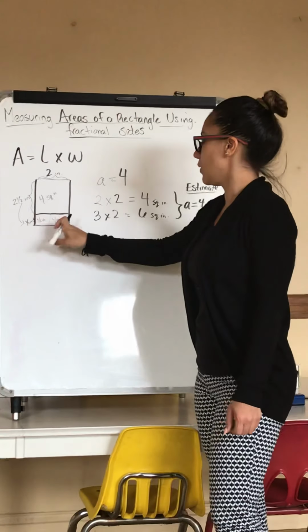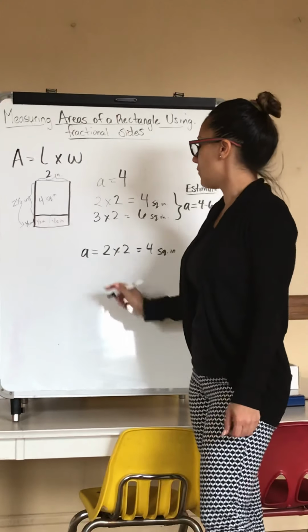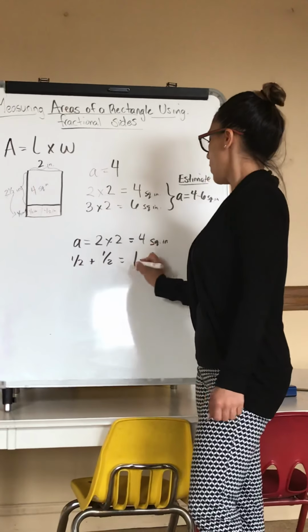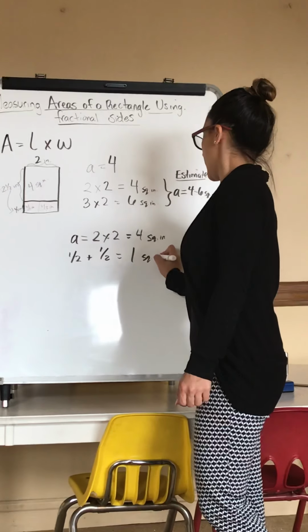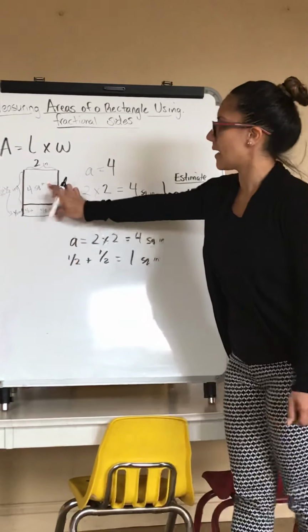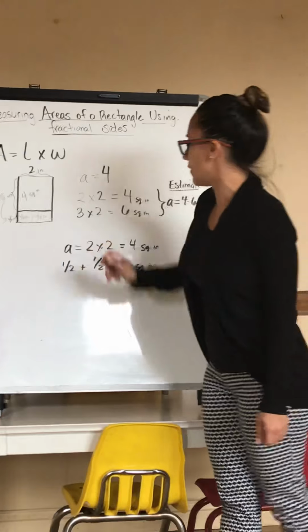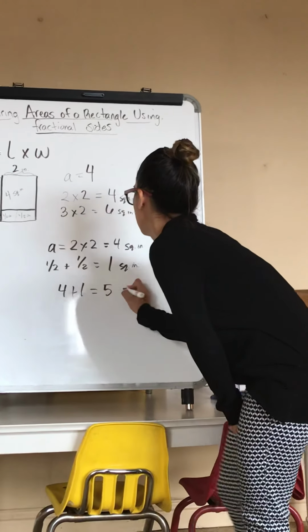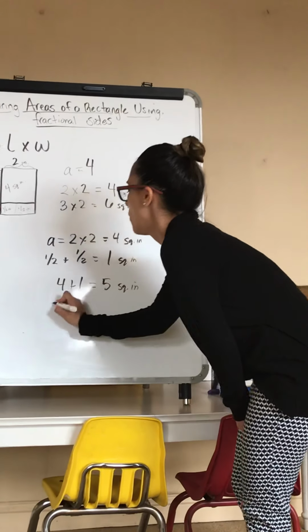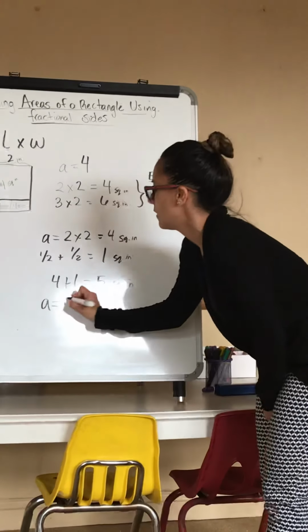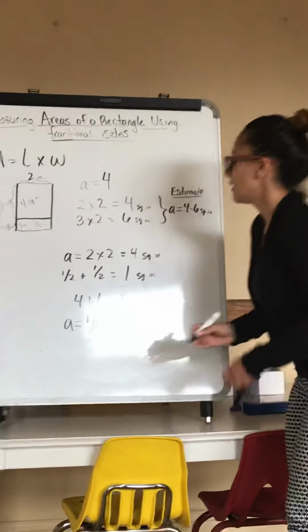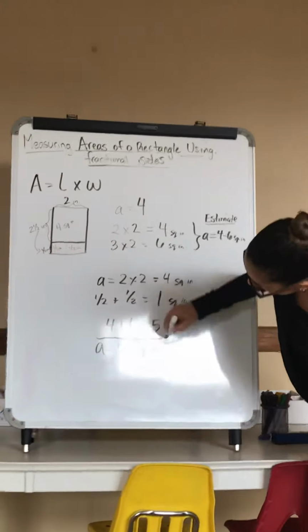That's this section. And then here we have 1/2 2 times, right? So 1/2 plus 1/2 is equal to 1 whole. 1 whole square inch. So let's add this up. We're going to add up this square, this area, and this area. It's going to be 4 plus 1 is equal to 5 square inches. So our area in total is going to be what? Good. 5 square inches. Now, this is our actual answer.